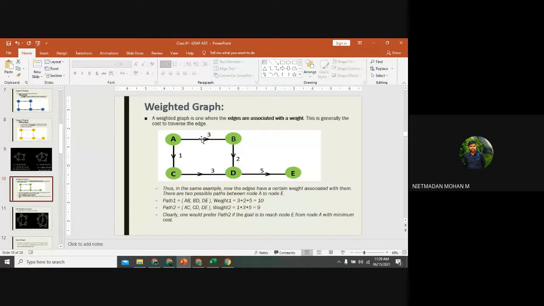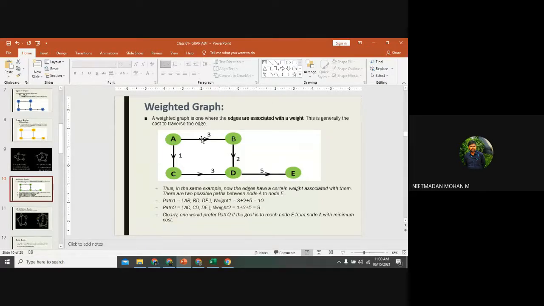We assign some weight from one direction to another. We have n number of weights there. Which one is the shortest path? You can move along that shortest path and reach the destination. So here I want to travel from A to E. The first path is A, B: AB is my first direction, BD is my second direction, and DE is my third direction. The weights are mentioned there: 3 plus 2 plus 5 is equal to 10.